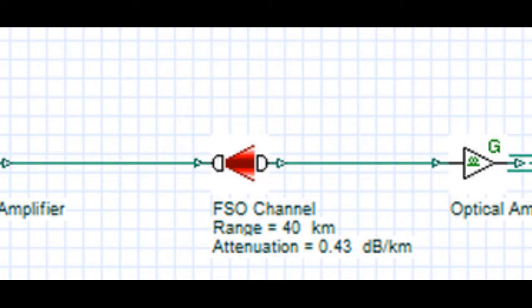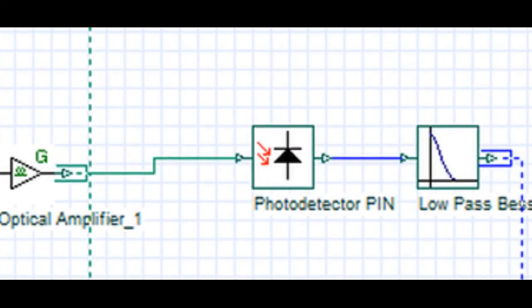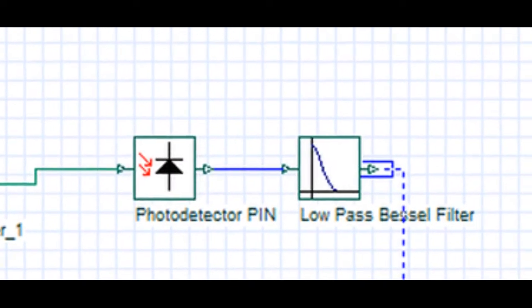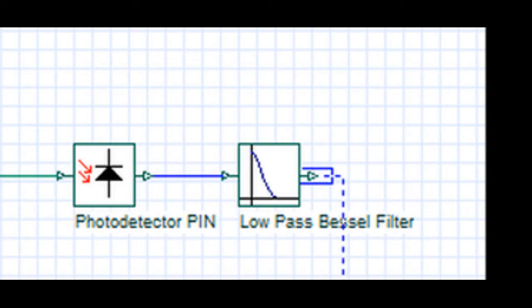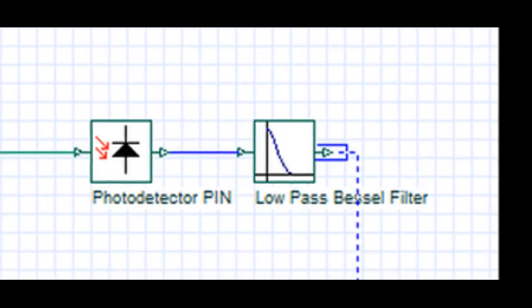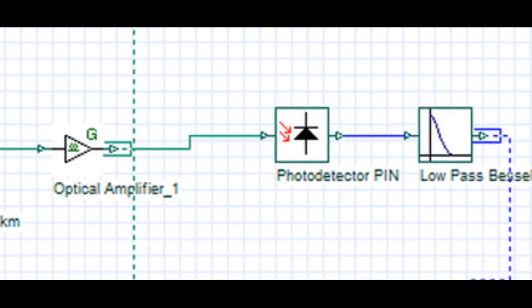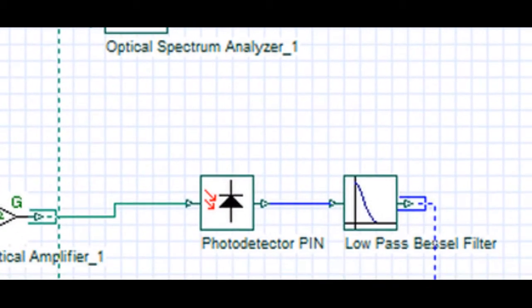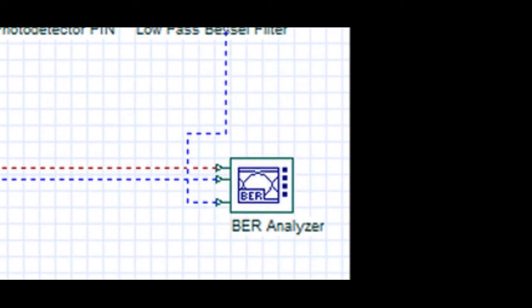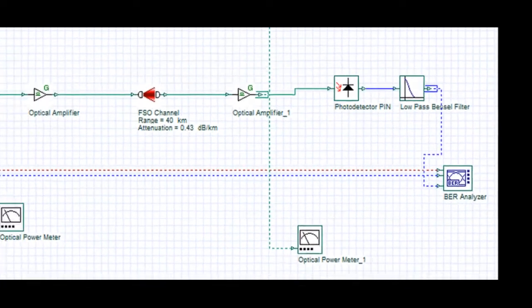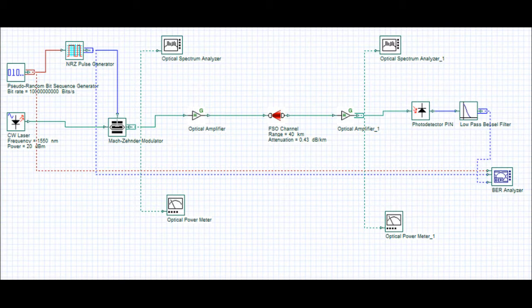The optical signals from the FSO channel are received by a photodetector pin. A low-pass filter is used to filter the signal from noise. This simulation uses 3 visualizers, namely optical power meter, optical spectrum analyzer, and BER analyzer. Optical spectrum analyzers provide the facility to analyze the optical spectrum. Optical power meters give the power received in both dBm and watts. The BER analyzer automatically calculates the BER value, Q factor and displays the eye diagram.